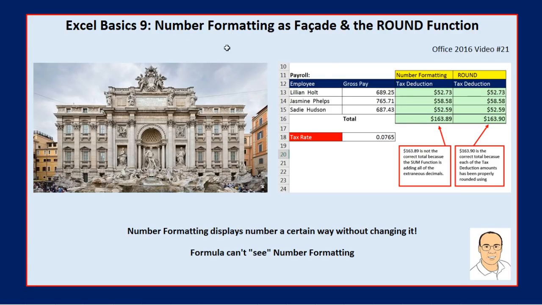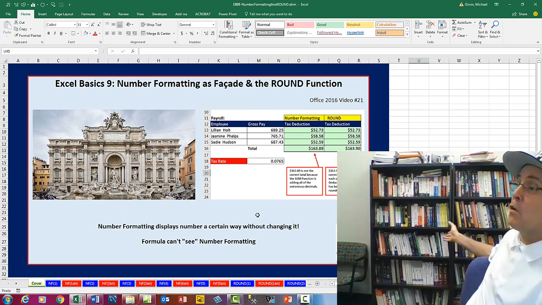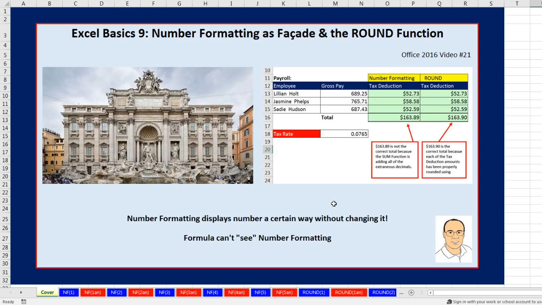Now, number formatting as a facade is one of the most important concepts in all of Excel. And if you look back here, I have a library of over 130 Excel books, and only a handful of them actually talk about the importance of number formatting as facade and understanding it so we don't get errors like in this example here. And we'll do this example in just a moment. The Trevi Fountain facade is absolutely beautiful, but we don't want to get tricked by it. All right, let's go over to the sheet NF1.